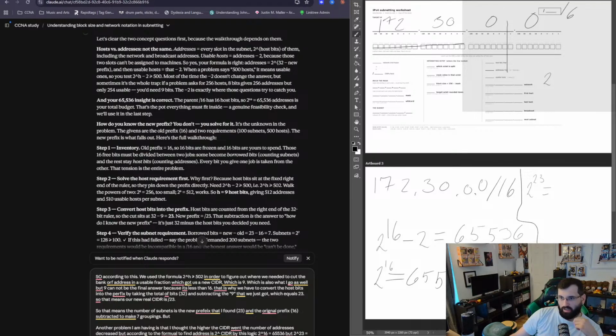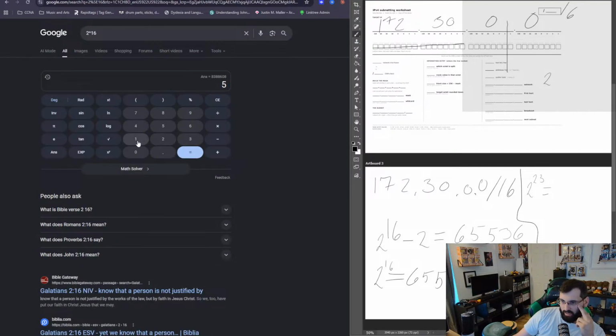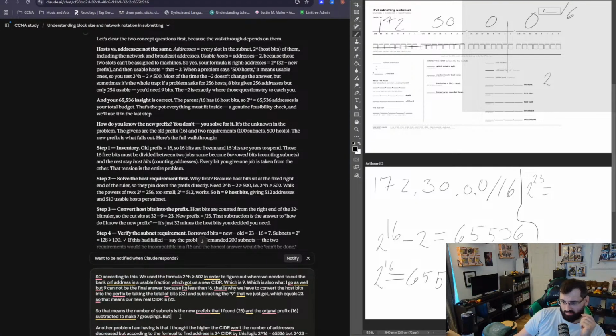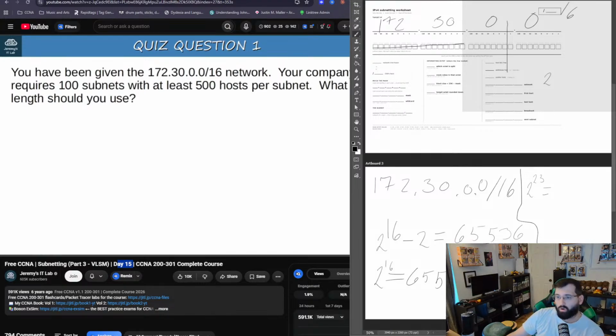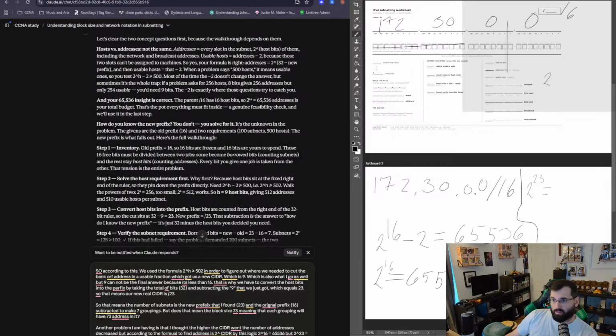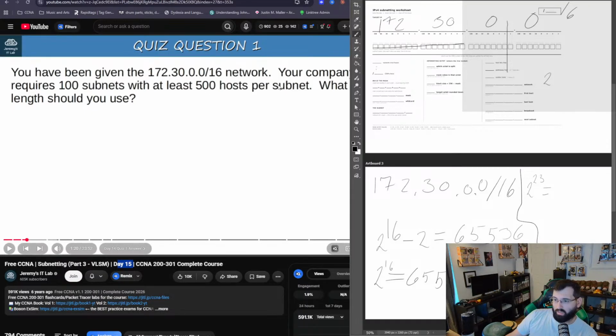But if that's the case, then I should have to do 512 divided by 7, which is 73. Meaning that each grouping will have 73 addresses in it. The question asked for 500 hosts per subnet.